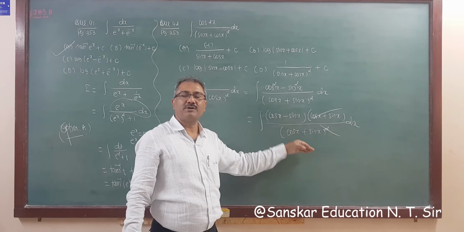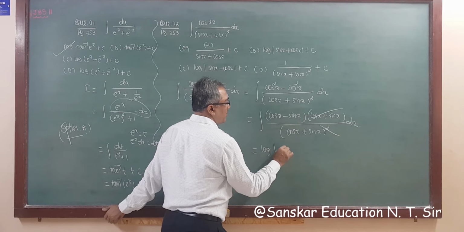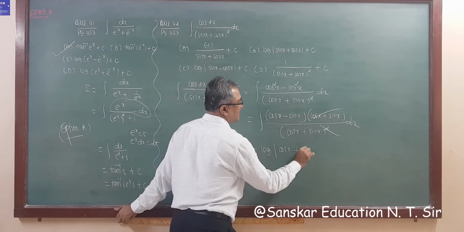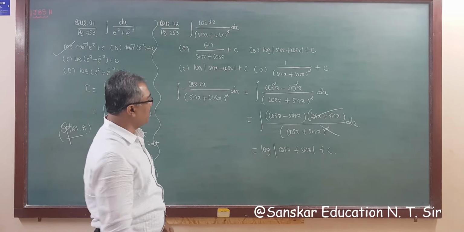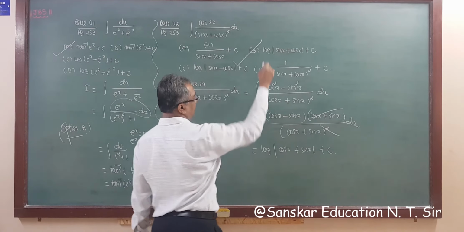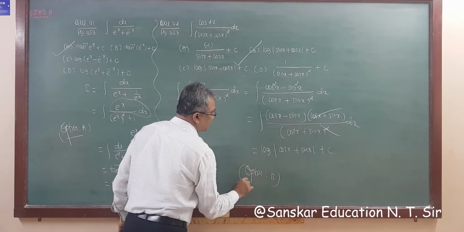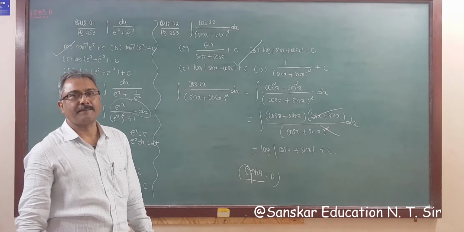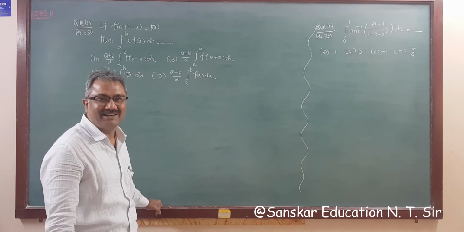So the derivative of the denominator is in the numerator. So the answer will be log mod cos x plus sin x plus c. That is, option B is your correct answer, right? So option B is your correct answer. Got it? So these were the last two MCQs of the integration chapter.